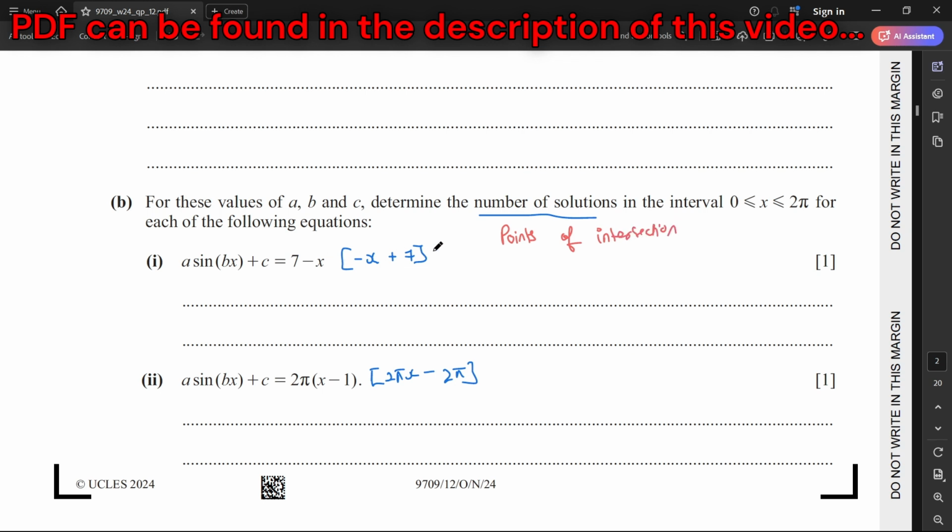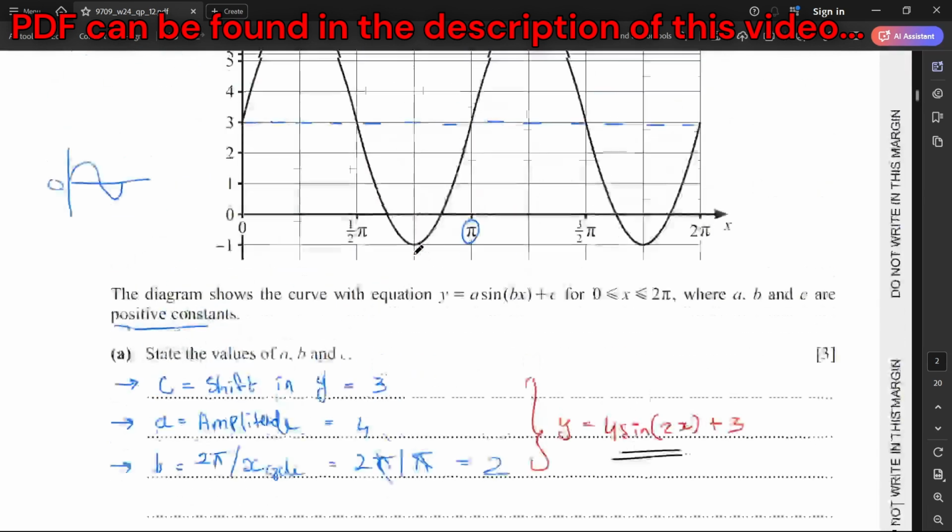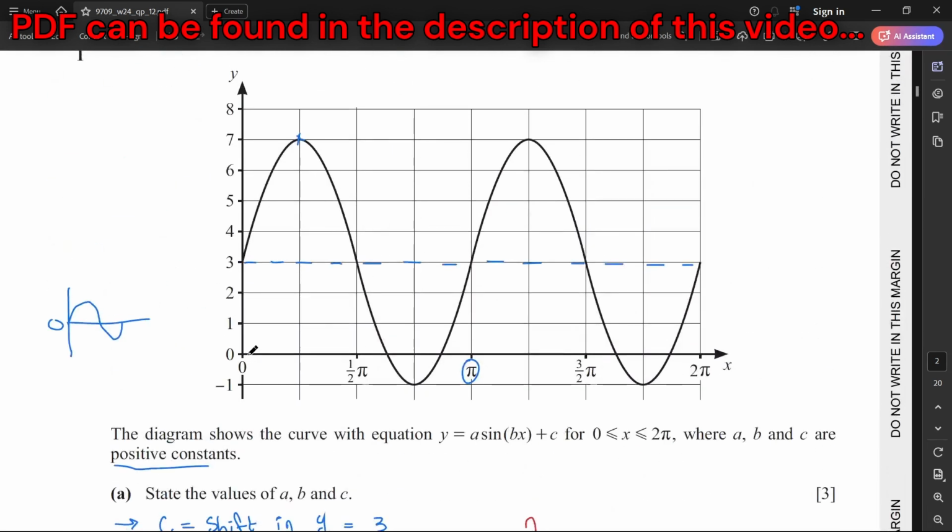Because it's a straight line, I'll just need to figure out, in my minus x plus 7, what will be the value at 0 and the value at 2 pi. Based on that, I'll be getting the line, and that's it. The number of times it's going to cut this curve will be equal to the number of solutions. So I know that my y will be equal to minus x plus 7.